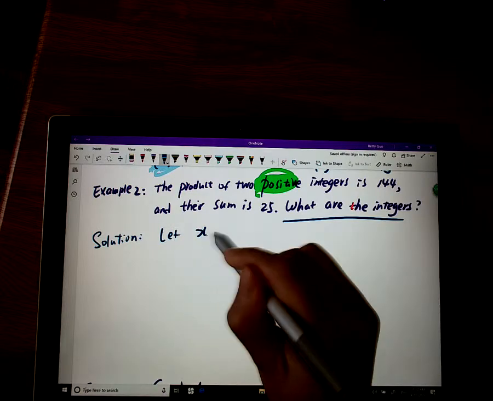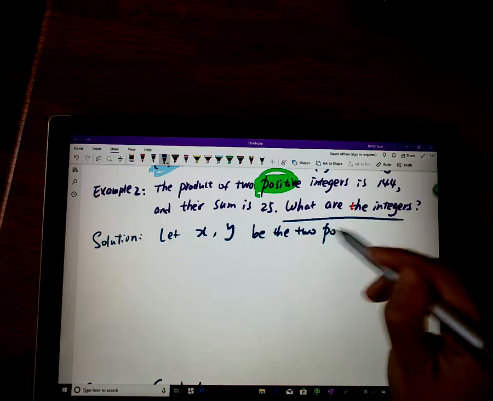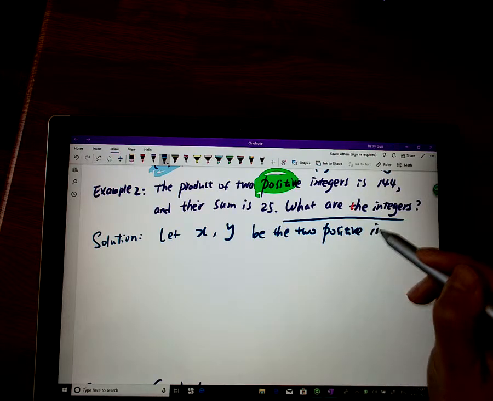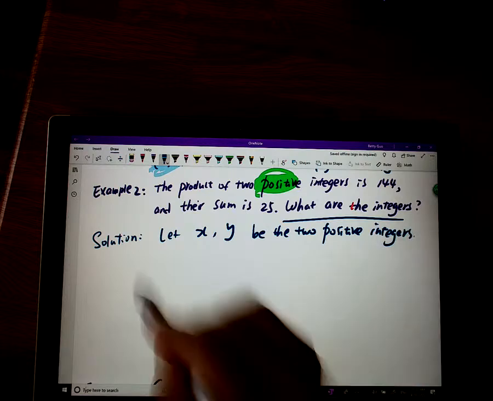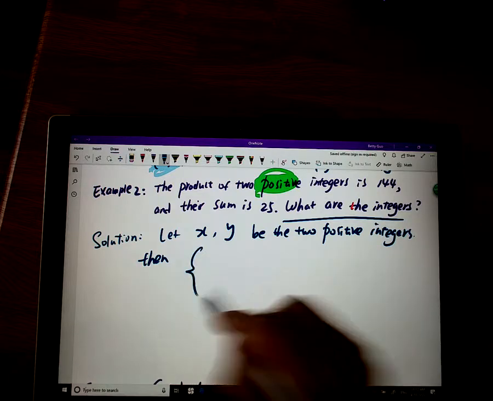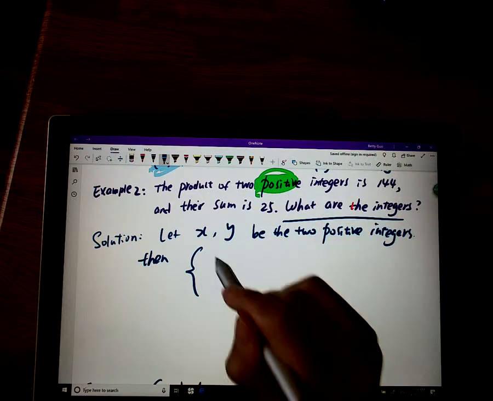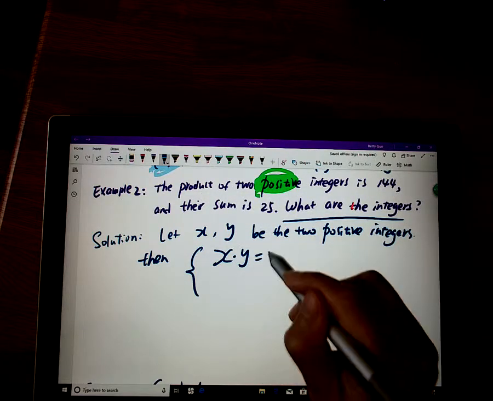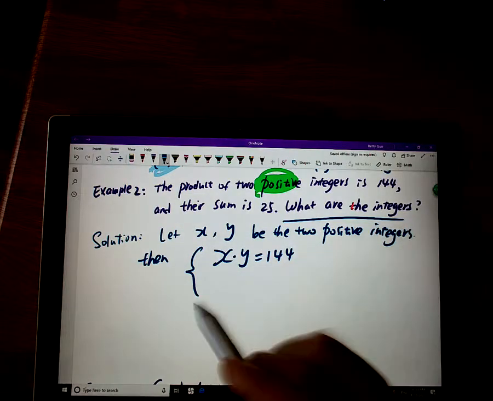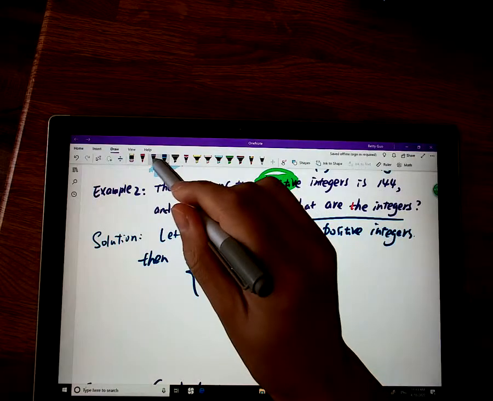Let x, y be the two positive integers. Then we have two variables. We need two equations in order to solve for the two unknown variables, right? By the information in the problem, their product is 144. So x times y is 144. Their sum is 25. x plus y is 25. So we are looking at a system.